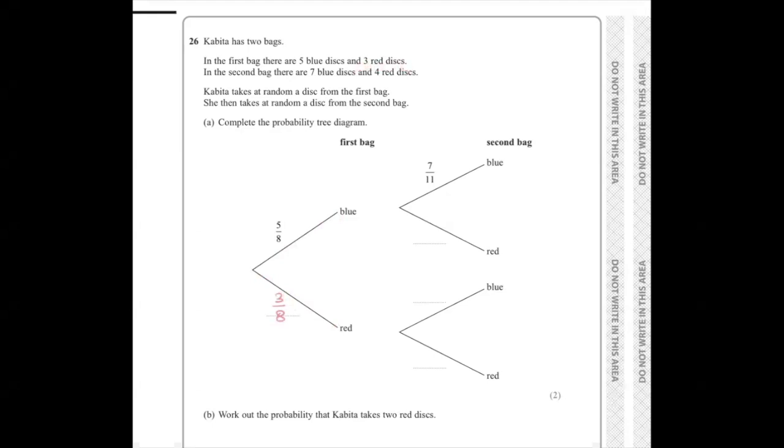We're then going to do our second bag in exactly the same way. We've got a 7/11 for blue. So that means that we've got 4/11 for red. And then we just repeat it on the other one. Work out the probability Kavita takes 2 red discs. Well, let's look at that pathway. Red from the first bag, red from the second is that pathway in my diagram, which gives me these fractions. So we're going to take those fractions and we multiply them, and that's the knowledge they're testing. You do not need to cancel. You can just give your probability in the answers that are created.